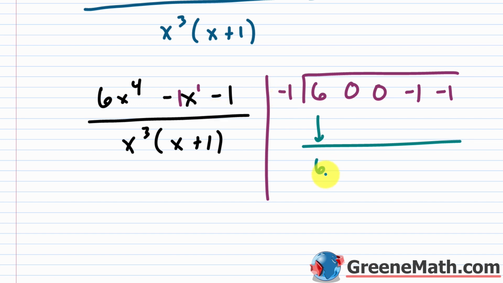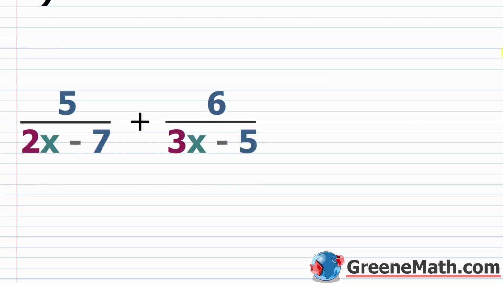So negative 1 times 6 is negative 6. Then 0 plus negative 6 is negative 6. Negative 1 times negative 6 is positive 6. 0 plus 6 is 6. Negative 1 times positive 6 is going to be negative 6. Negative 1 plus negative 6 is negative 7. Lastly, negative 1 times negative 7 is 7. Negative 1 plus 7 is going to be positive 6. So this is your remainder. It's obviously not 0. So this guy is going to be simplified, right? So we have 6x to the fourth power minus x minus 1 over your x cubed times the quantity x plus 1. All right, let's look at problem number 2.